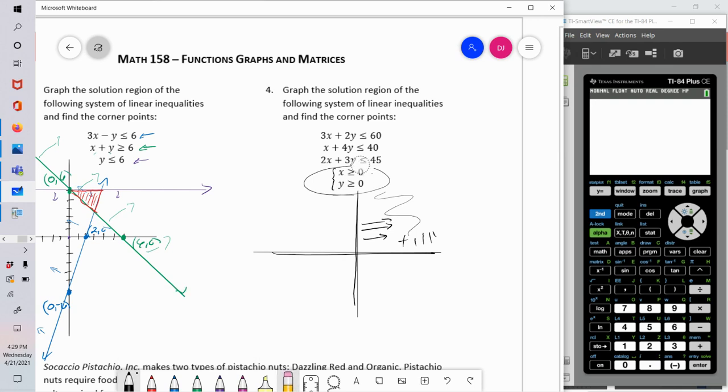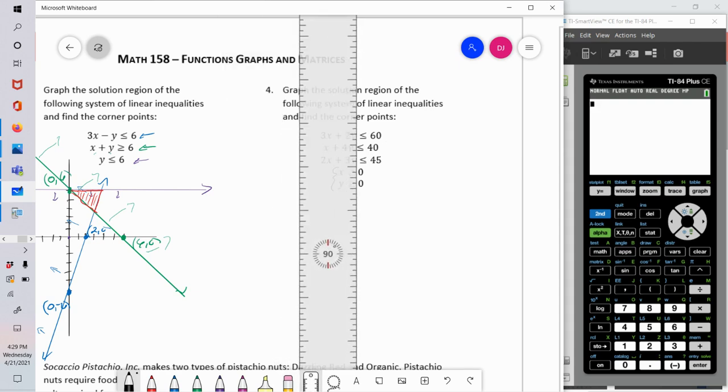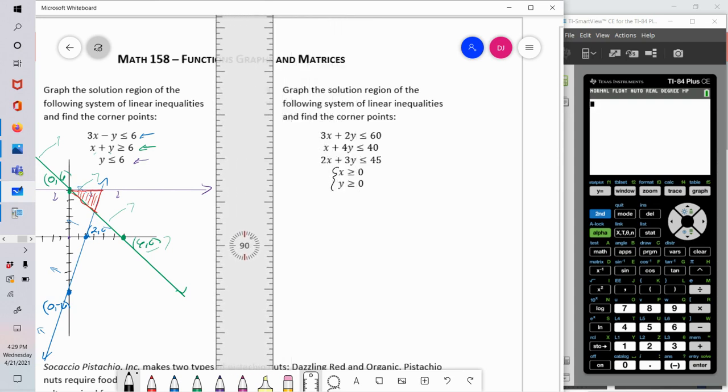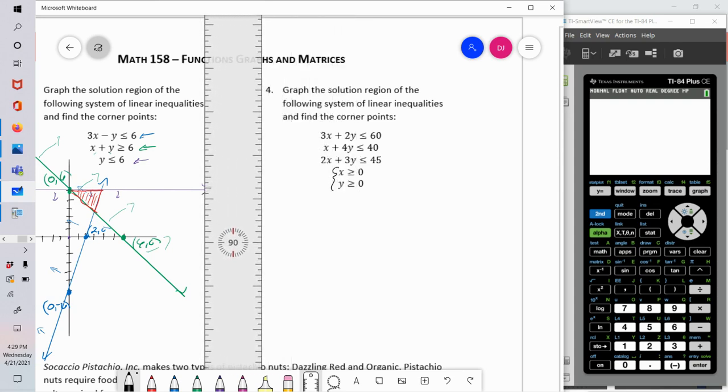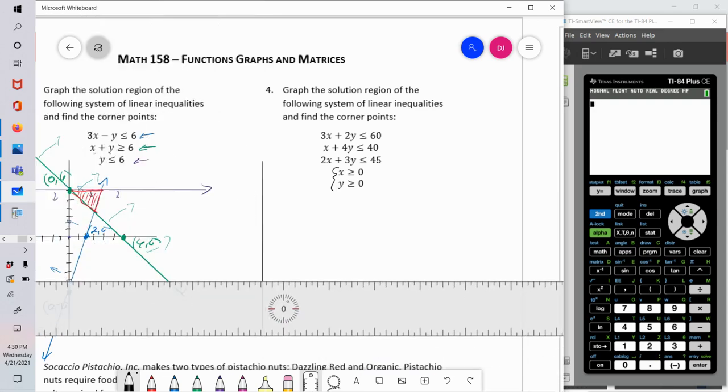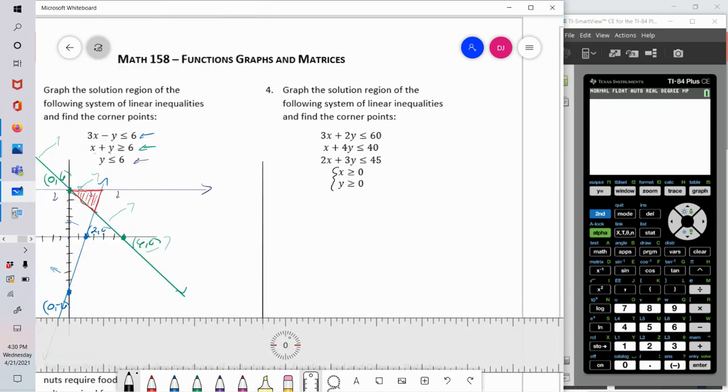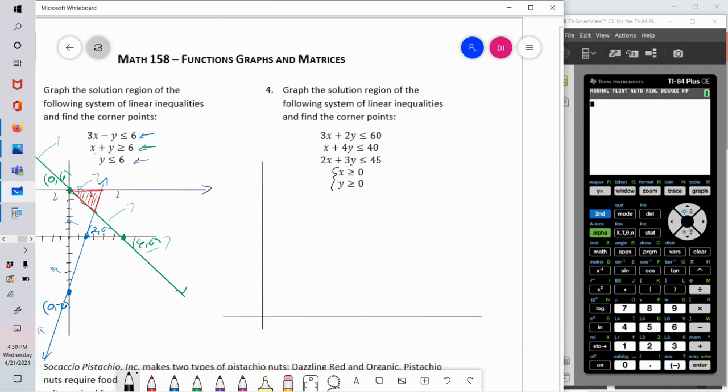So what I tend to do is start over and recognize, hey, notice those are both greater than or equal to 0. I'm only going to need the first quadrant. So I push my y-axis over, and I push my x-axis down, to give myself a lot more room, knowing that I'm only going to be working in the first quadrant.